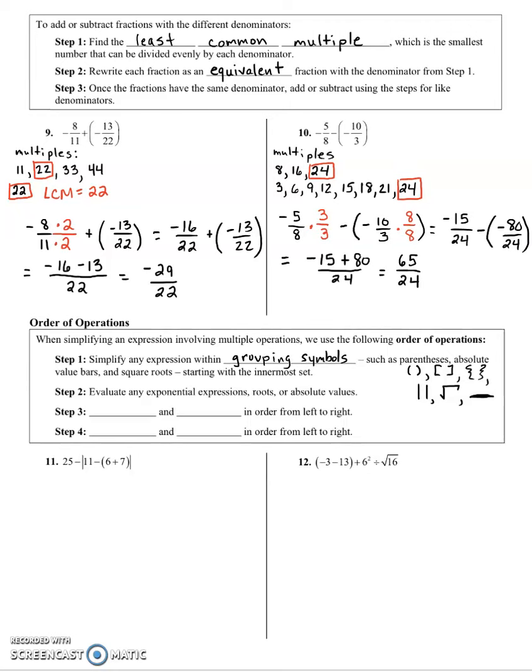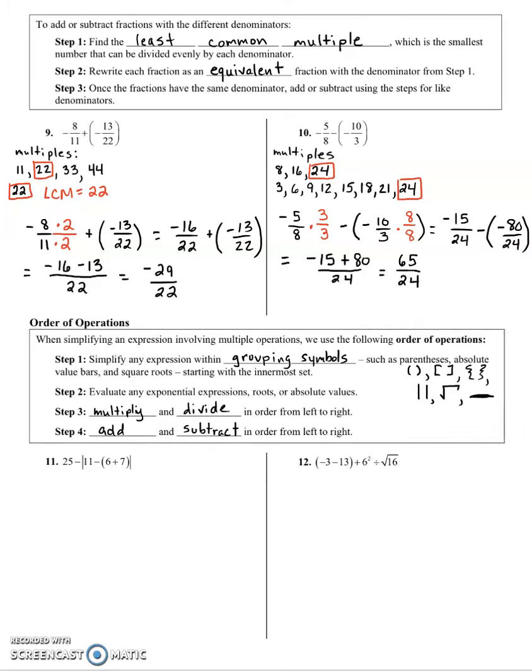Then you evaluate any exponential expressions, roots, or absolute values. Then you do multiplication and division in order from left to right. And then you do all the additions and subtractions in order from left to right.